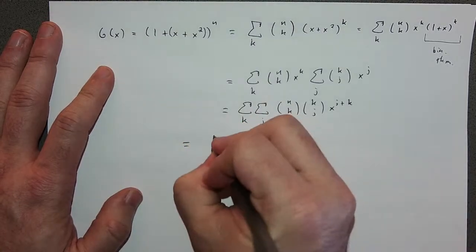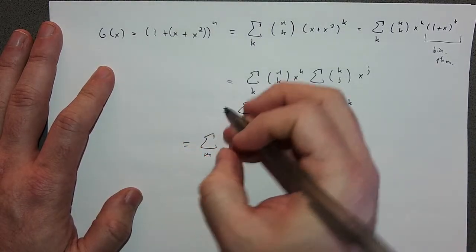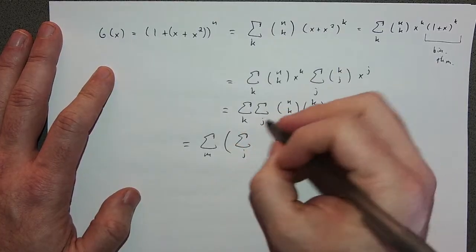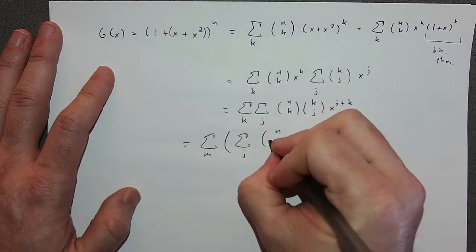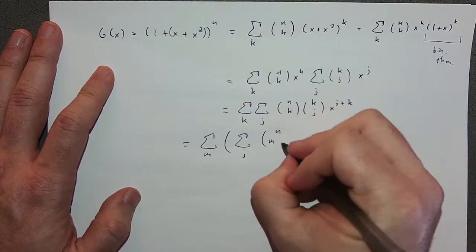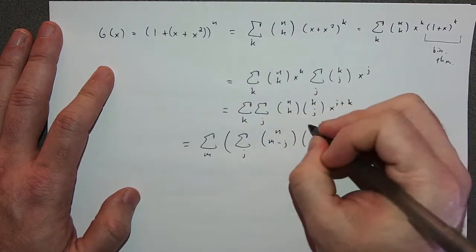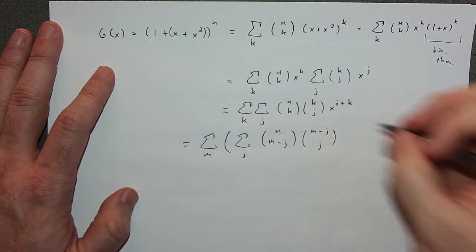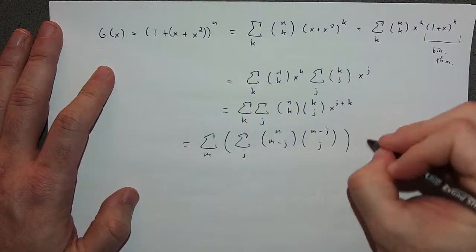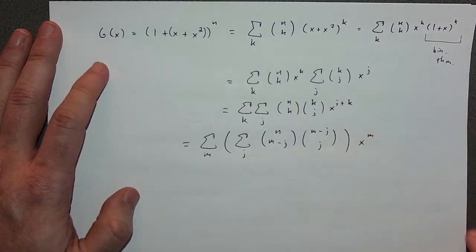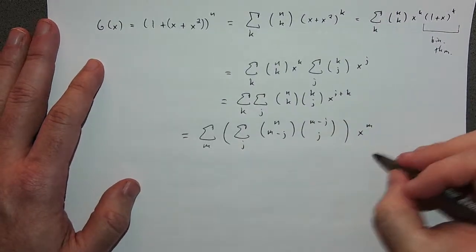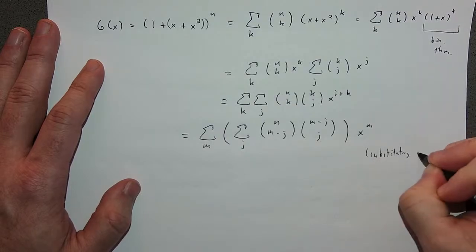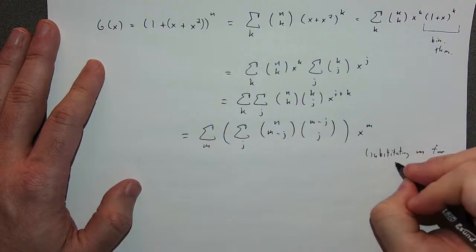I get the sum over m of the sum over j of n choose m minus j, times m minus j choose j, times x to the m. This is substituting m for k plus j.